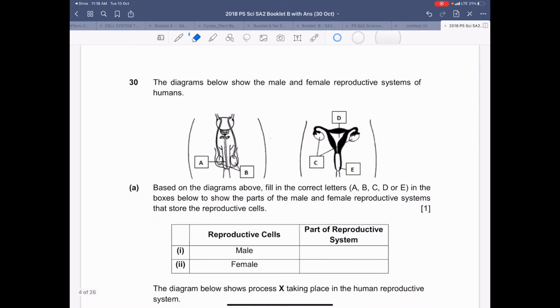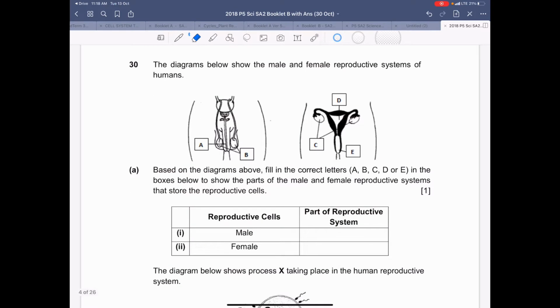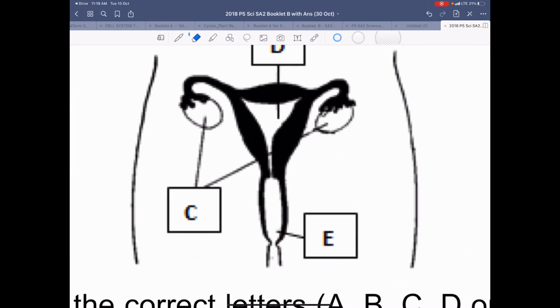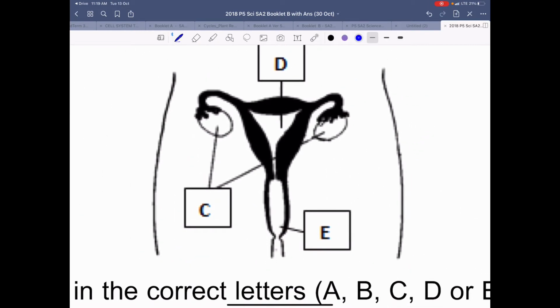Alright, the diagram below shows the male and female reproductive system of humans. Okay? Now we're going to do a bit of quick labeling so that you know. Now over here, quick revision, this is known as your fallopian tube. Okay, or oviduct. I know, right? But I don't know why your syllabus says that it's fallopian tube. But in secondary school, you're allowed to use oviduct.